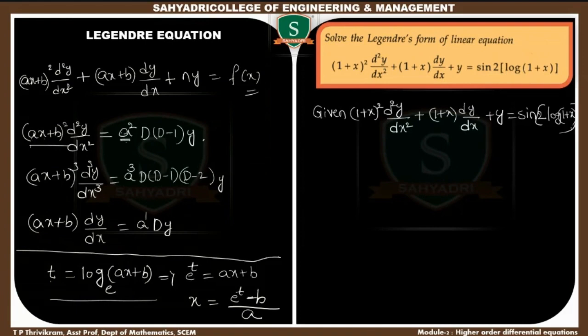So initially what we need to do, we have to take the notation form of this equation. So for that sake, first I'll take 1 plus x whole square d square y by dx square, which is equal to how much? What is the x quotient here?